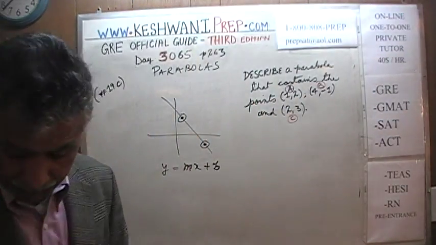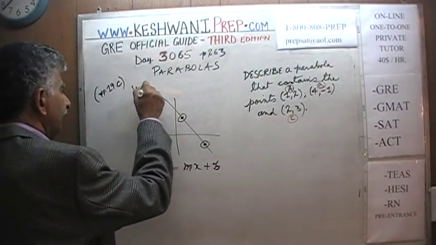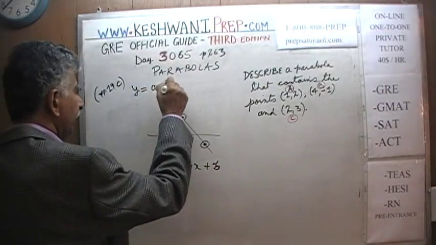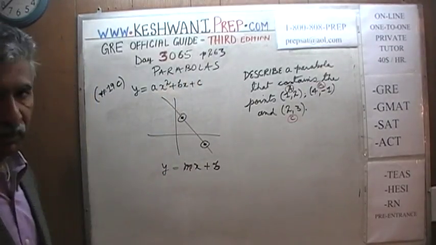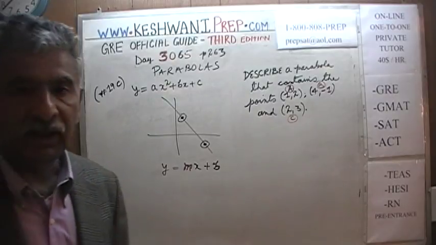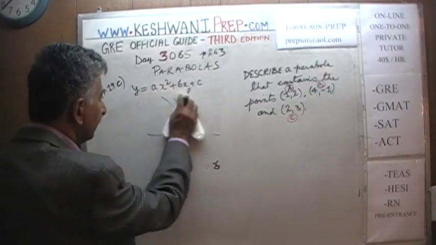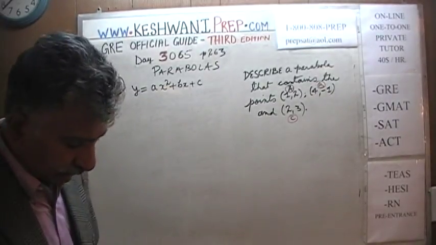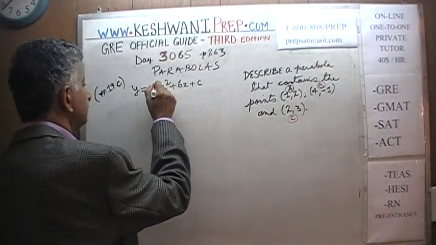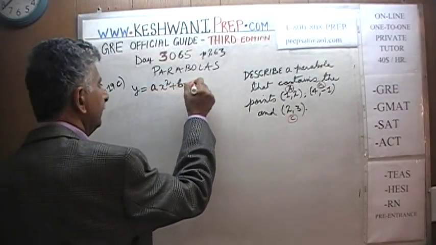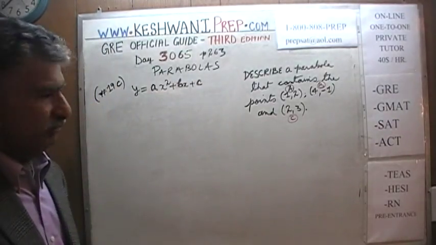What are the unknowns here? When we write the equation of a parabola in the standard form, it looks something like this: y is equal to ax squared plus bx plus c. That's the standard form of the parabola, where a, b, and c are the three coefficients. There are three unknowns. The three unknowns there are the coefficients a, b, and c.